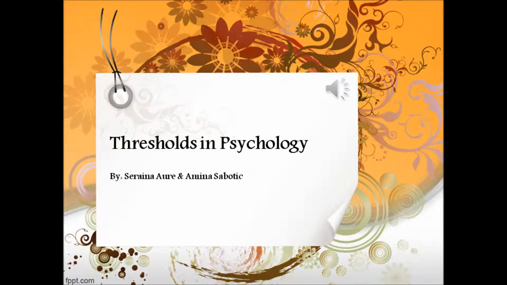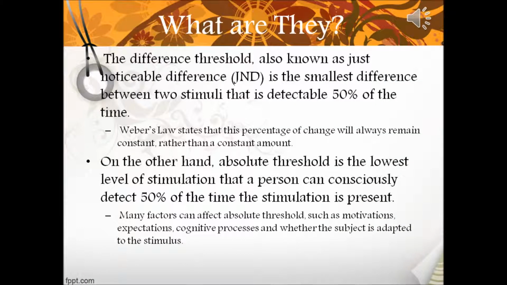Thresholds in psychology. So what are they? The difference threshold, also commonly referred to as the just noticeable difference or JND, is the smallest difference between two stimuli that is detectable 50% of the time. So basically, it is the minimum amount of change needed for us to recognize that a change has actually occurred.